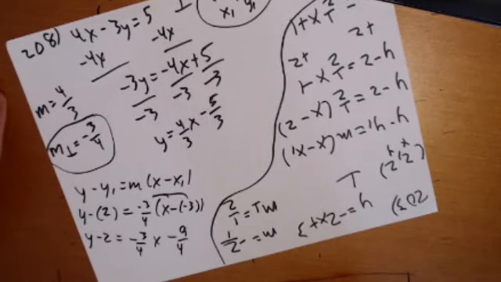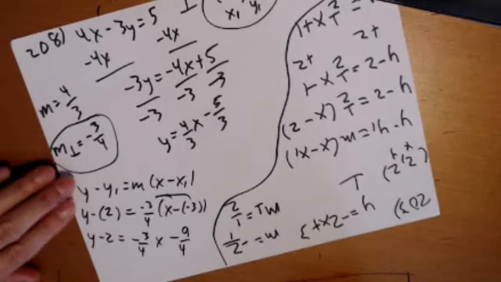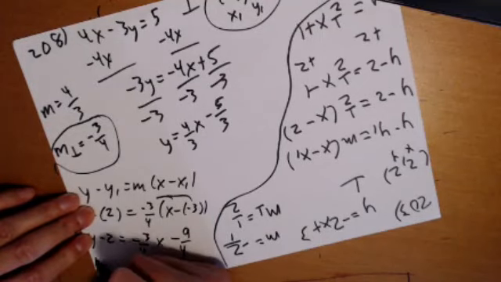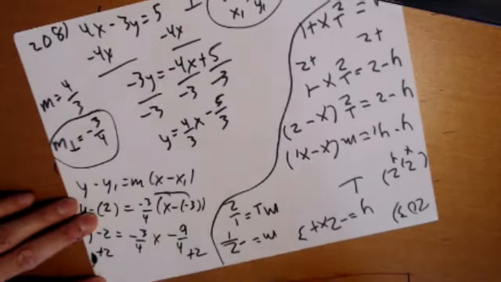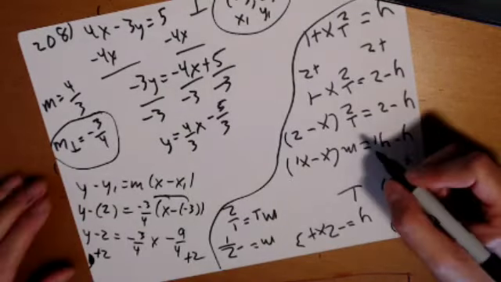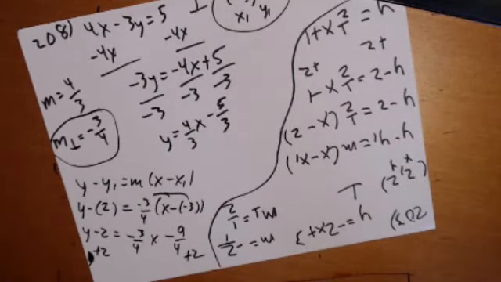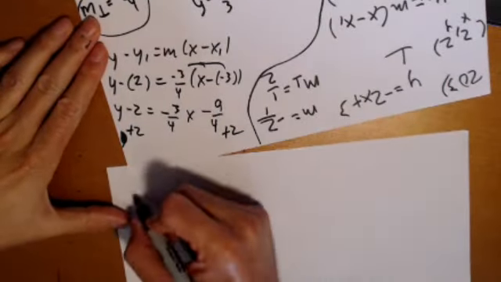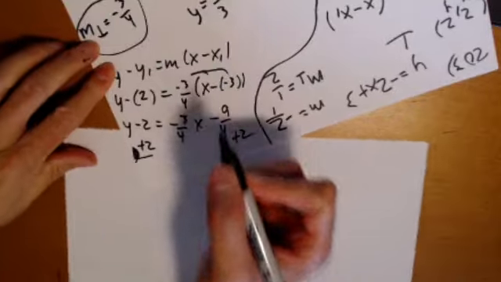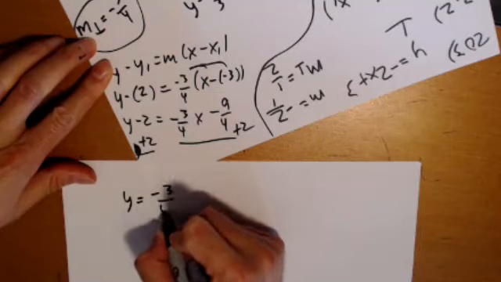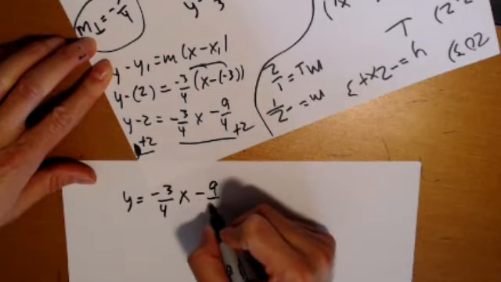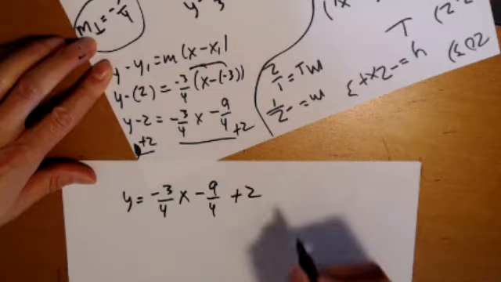Fractions. What? Okay. y minus 2. So I need to add 2 to both sides. Add 2. Add 2. Darn it. Fractions. Why would they do fractions to me?